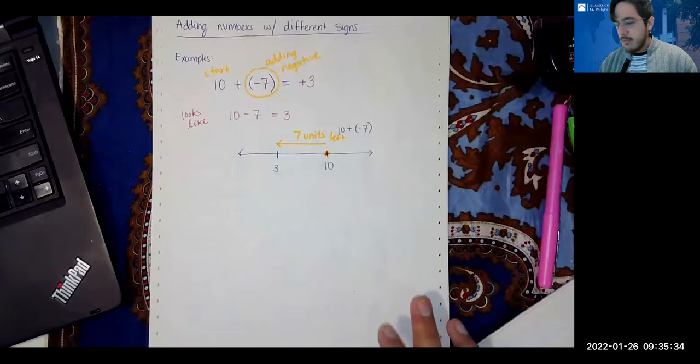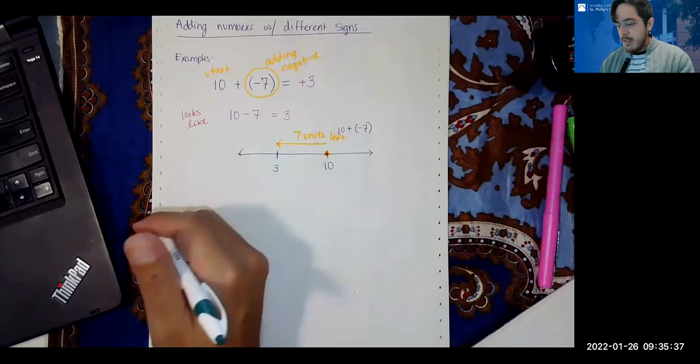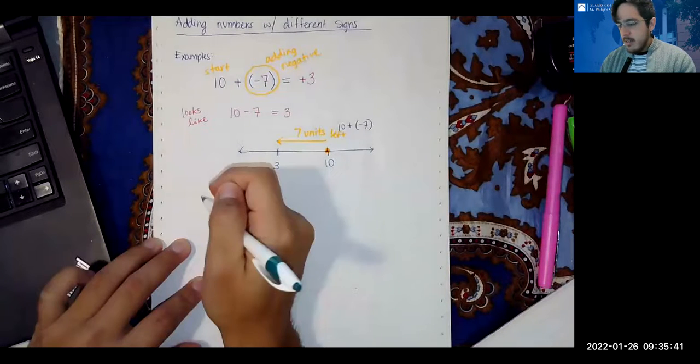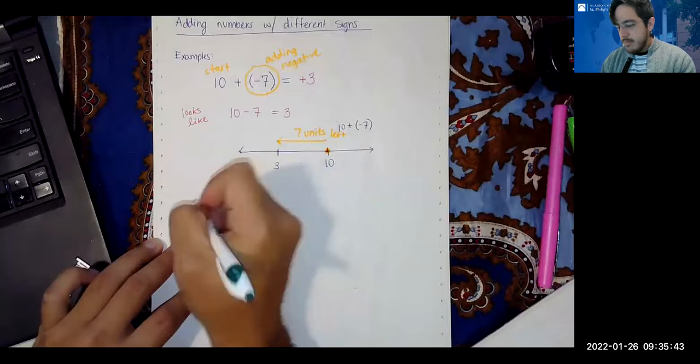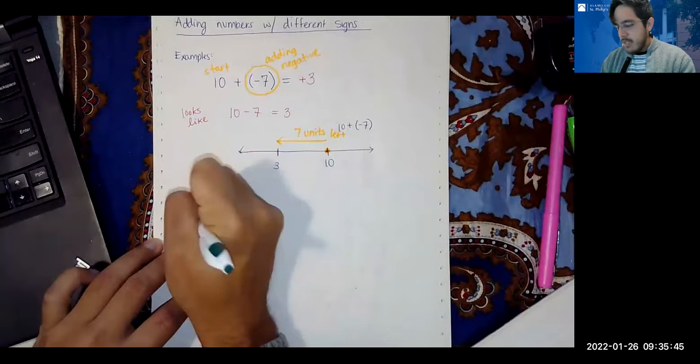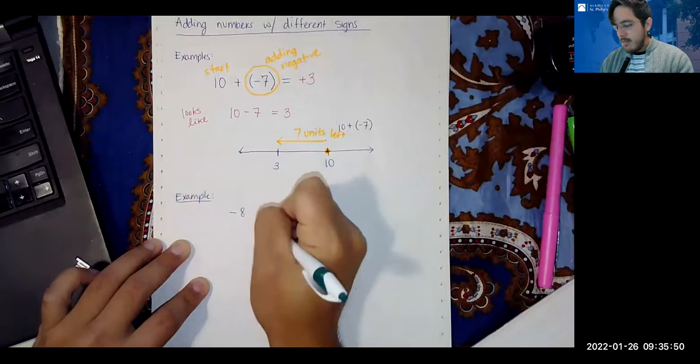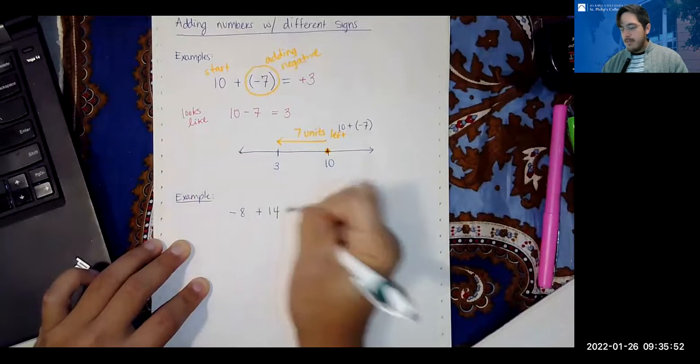Okay, let's try something different. Let's try another example. -8 plus 14. Does anybody know what this should be?